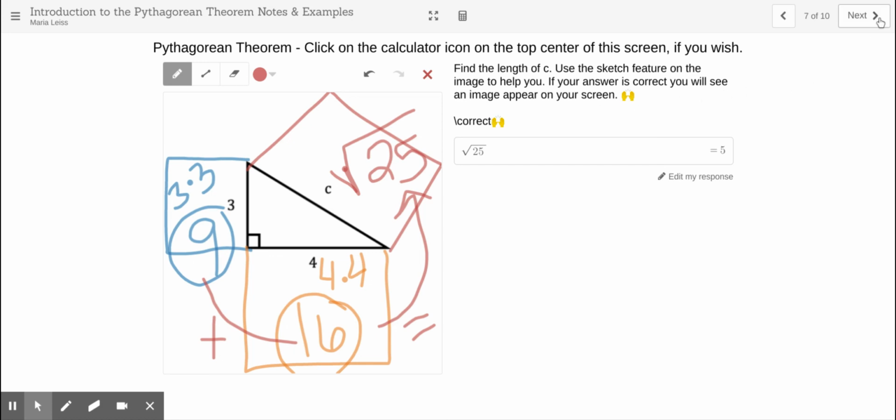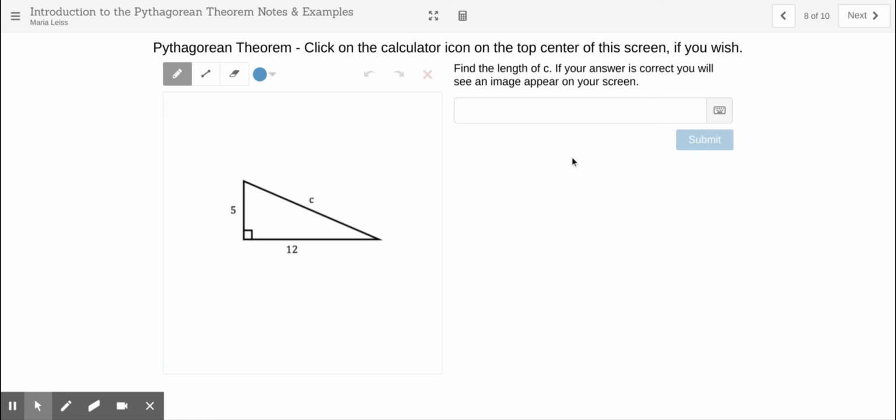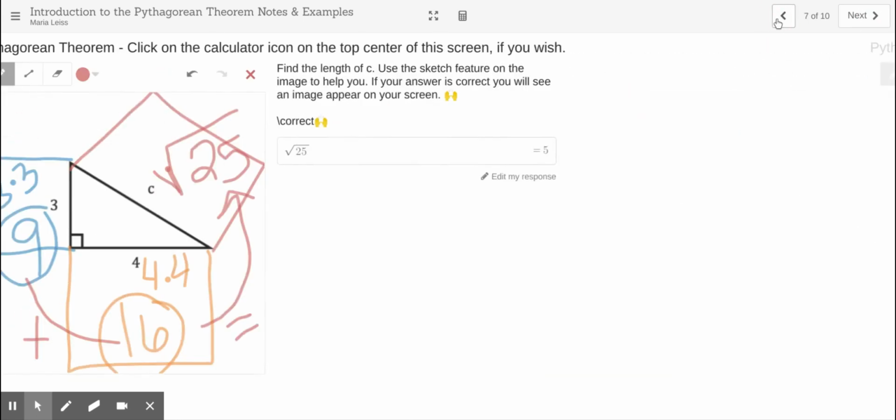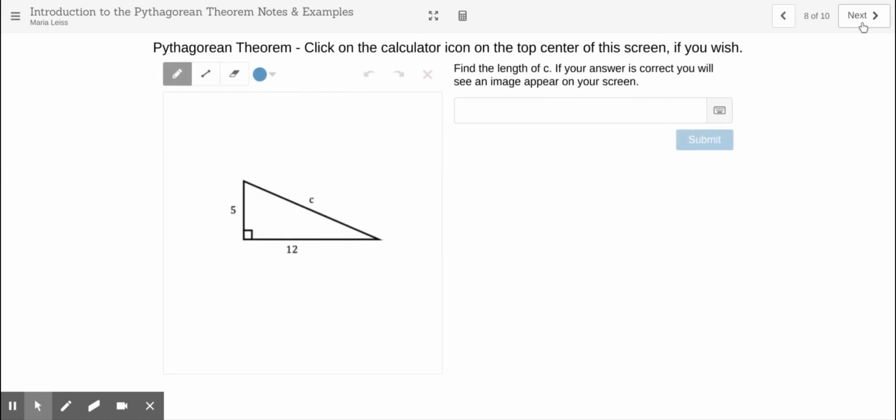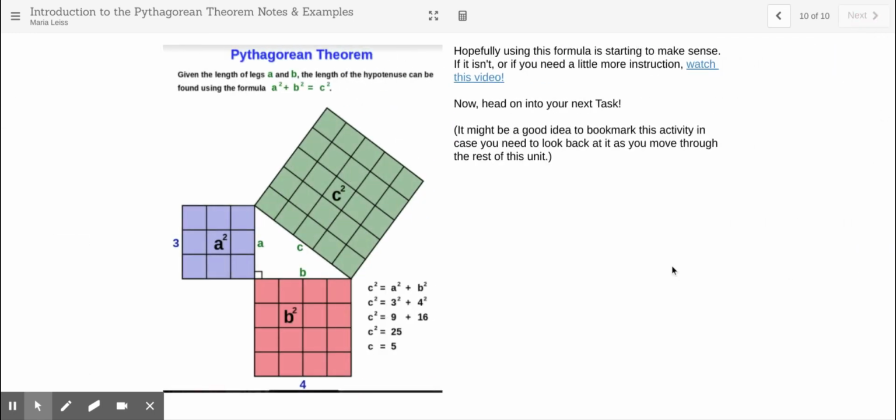So you're going to take that thinking and apply it to slides 8 and 9. It'll tell you if you're correct. If you're not correct, come back and double check that you followed the same process. Double check that you added correctly. When you're done with those, if you're still a little bit confused, over here on slide 10, there's an additional video you can watch. It's a Math Antics video that'll explain it a little differently and give you some more visuals. But there's your notes.